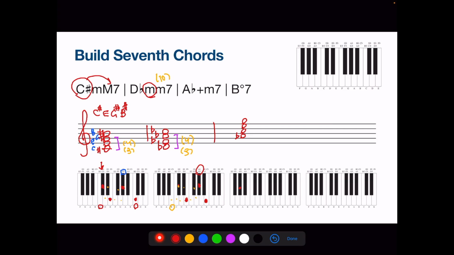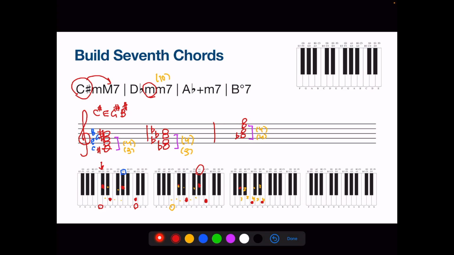So, okay, from A flat to C to the next note, it has to be 4 half steps, right? So from A flat, 4 half steps up is going to be 1, 2, 3, 4. It's going to be here. And then another 4 half steps up, 1, 2, 3, 4. It's going to be here.